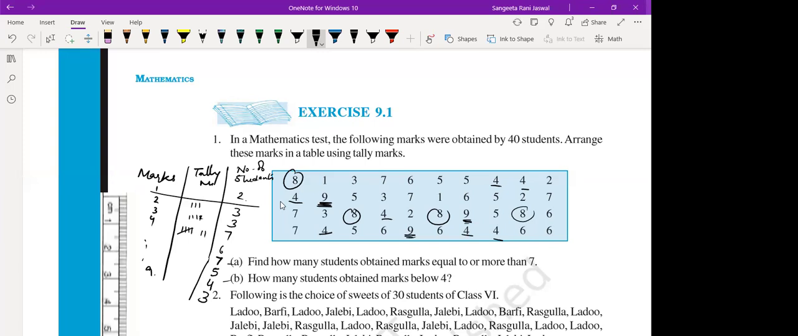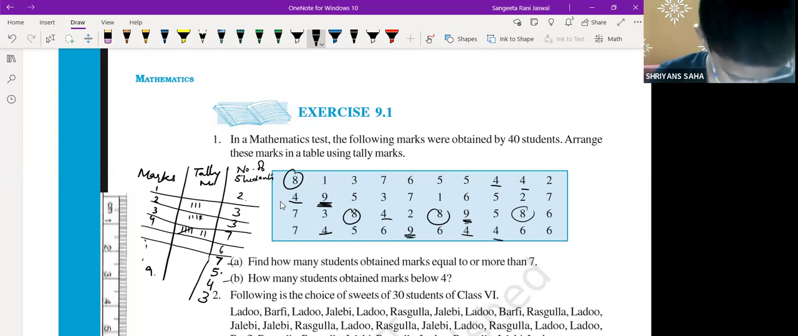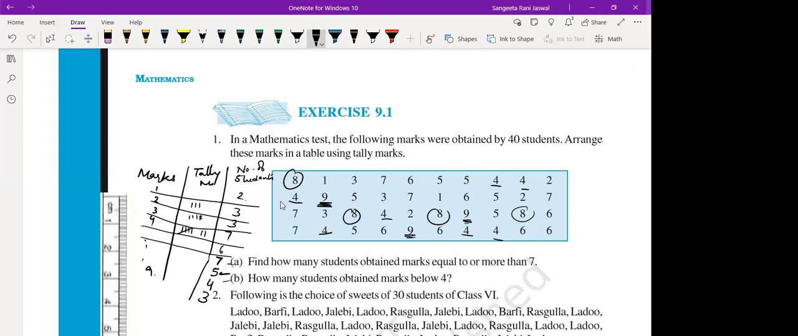Okay. So, find how many students obtained marks equal to or more than 7. So, how many got marks equal to or more than 7? 12 students. Yes, 7 and more than 7. So, 7 also you have to take, and more than that also. Number of students obtaining 7 marks were 5 students. 8 marks was achieved by 4 students. Then, 9 marks by 3 students. So, that means 5 plus 4 plus 3 will be 12. So that is 12 children.